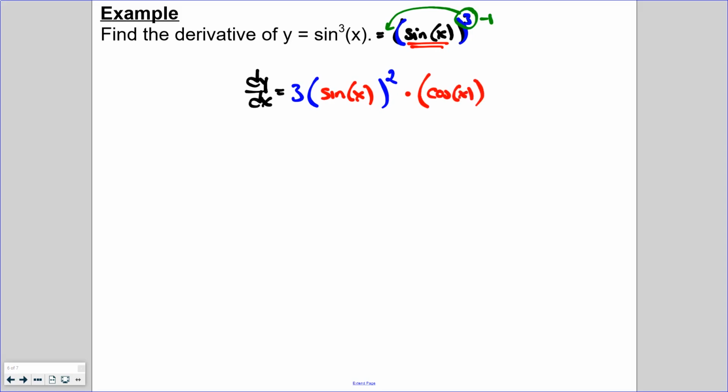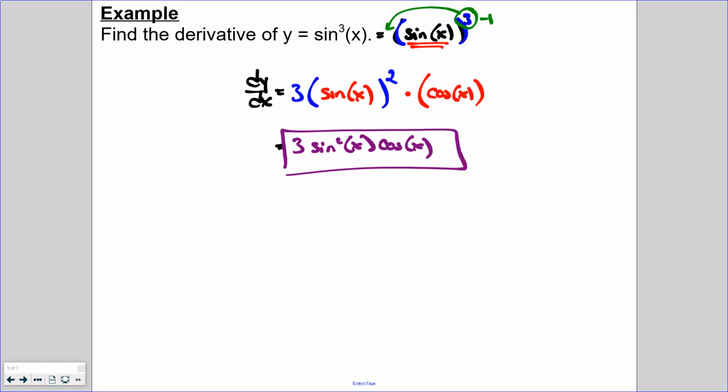And then we'll do our best to simplify, which there's not a whole lot of simplification we can do here. We can just rewrite the sine squared as sine squared of x, and then times cosine of x. So therefore, the derivative of sine cubed of x ends up being 3 sine squared of x times cosine of x.